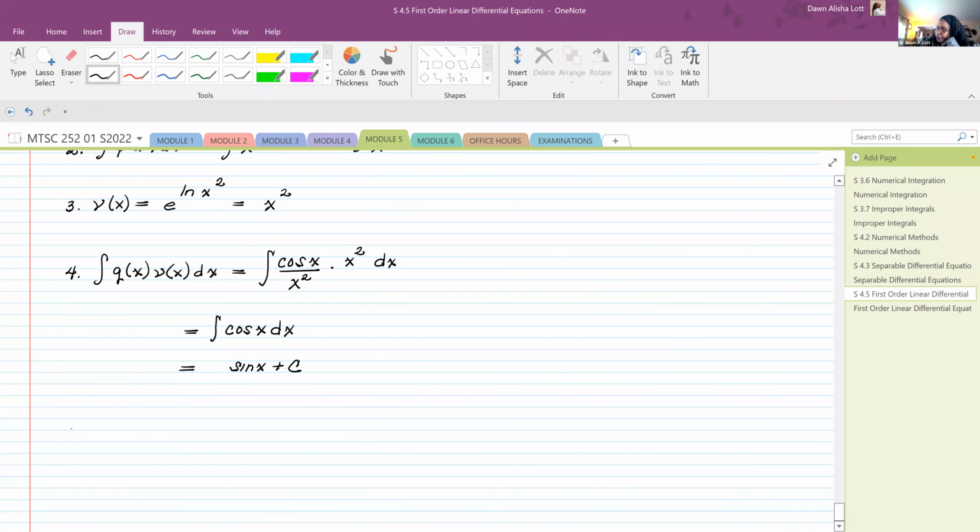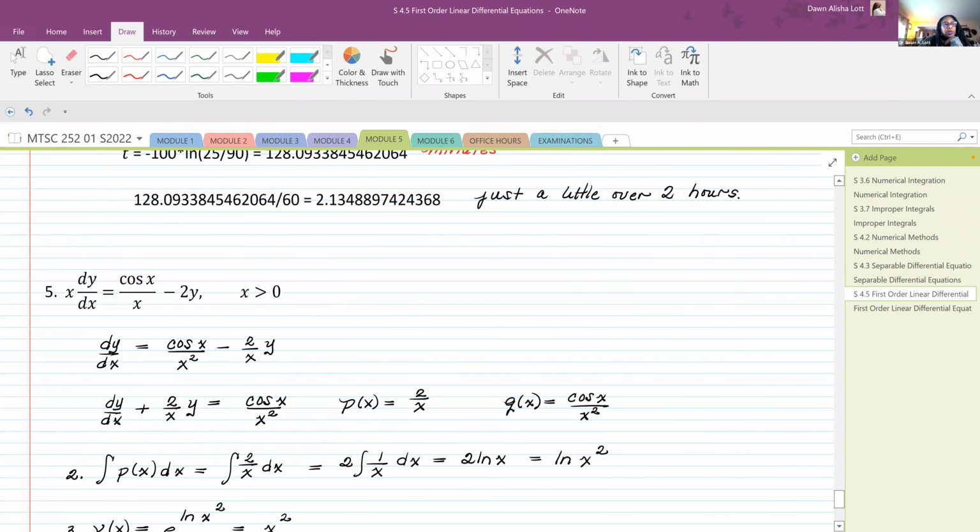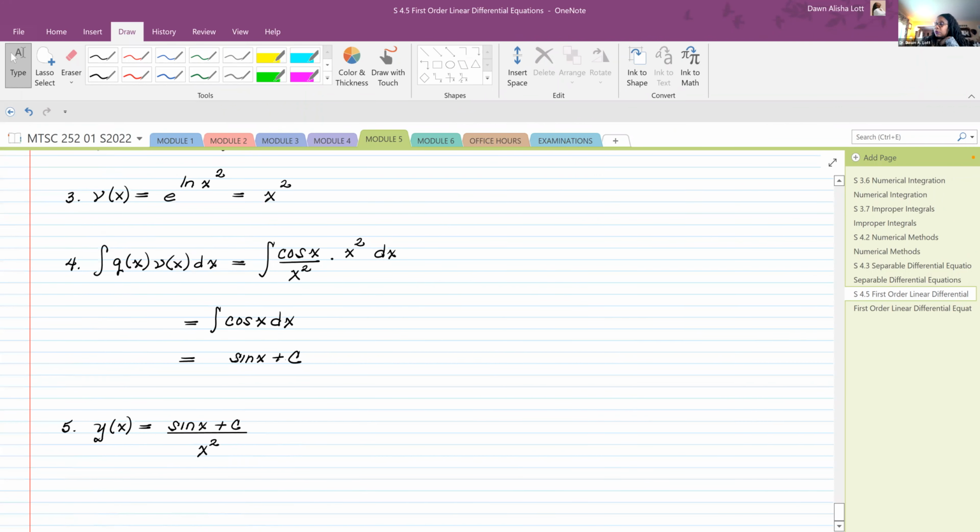All right, so step 5, y of x says take that, which is the sine of x plus a constant, and then we are going to divide by V, which is x squared. And I don't think I gave you an initial condition. Nope. So we are done.